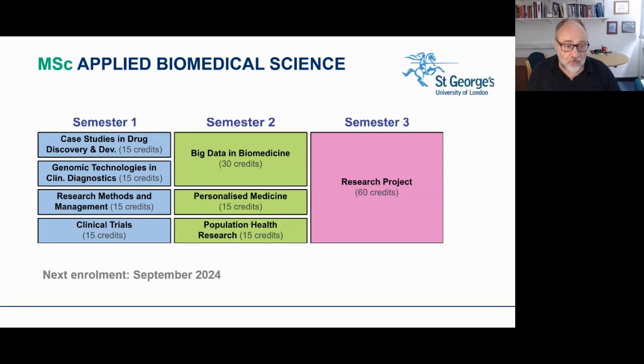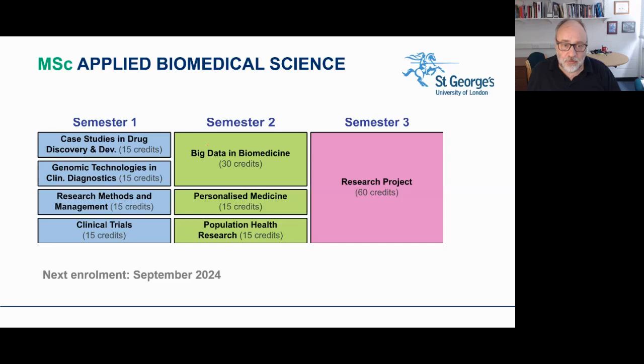Then probably our most popular module is clinical trials, which is all about clinical trials management and is run by colleagues here at St. George's, very heavily involved in frontline clinical trials management, both in the UK and abroad.